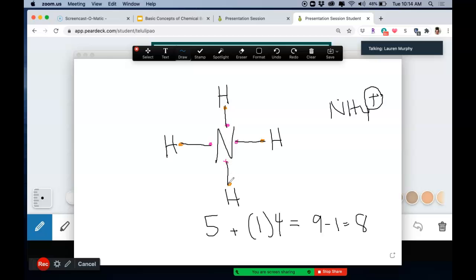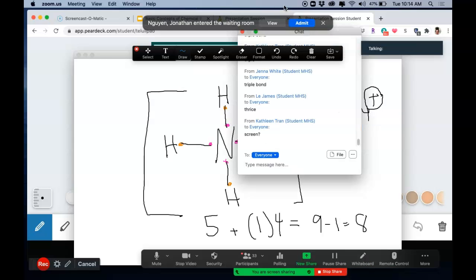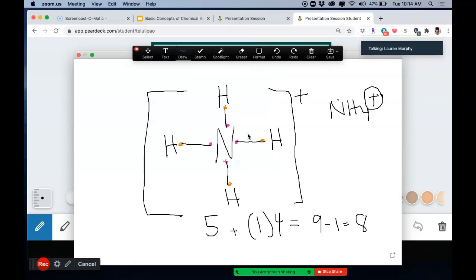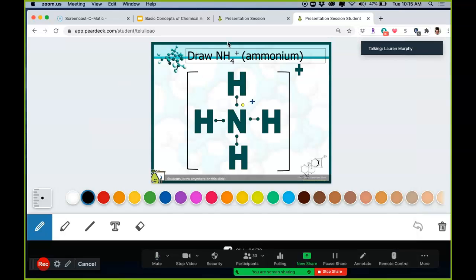Now, for polyatomic ions, you must put a bracket around them, and outside of the bracket, you must put the charge. So that's the correct way to draw it, with the charge. Any questions so far? So this is a Lewis structure for an ion, specifically a polyatomic ion. So let's go back to screen sharing.